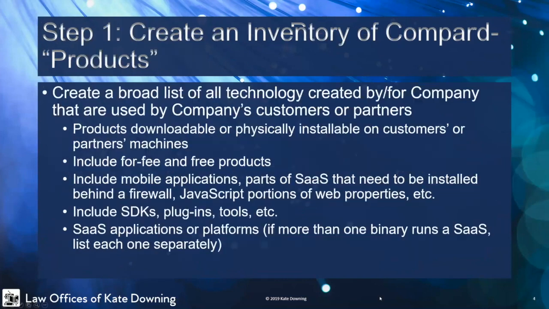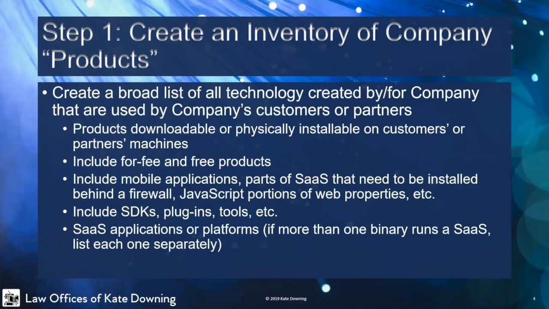So let's move on. Okay, so the first thing that we need to do when we're trying to create a third-party package policy is we need to get a sense of what all the products are in your company. And that may sound simple, but can cause people a little bit of heartache because they don't understand quite how broad this question really is, because we're not just talking about products that people sell, right? We're also talking about things that you make available to customers or partners.